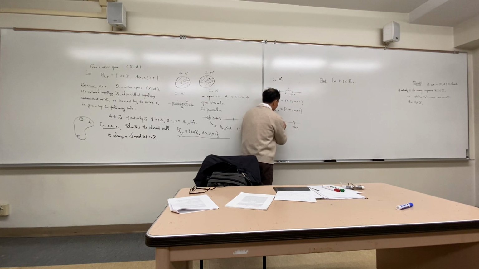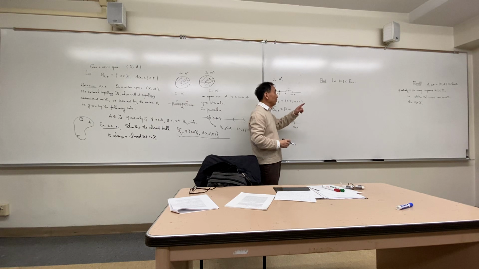The sequence cannot go out. It goes to a limit, and the limit is still in the set, in this interval. But in the open interval, a sequence goes here, and this point is not in the interval. The limit goes out.